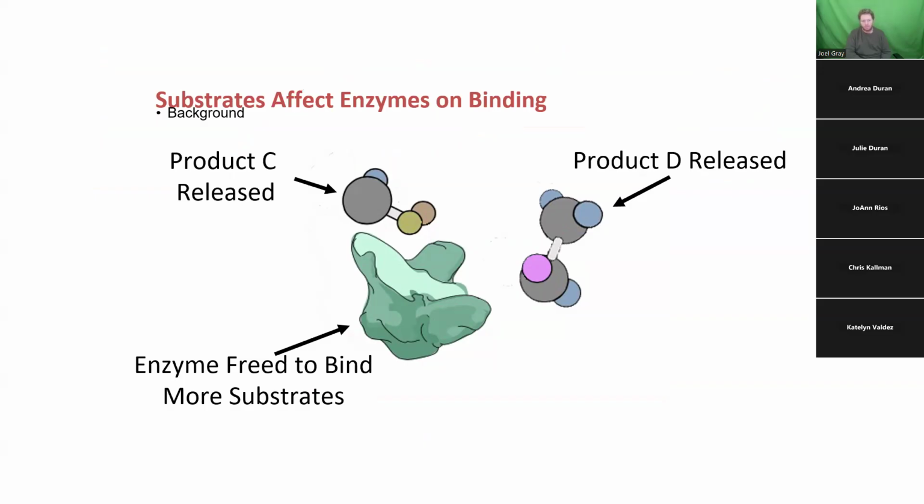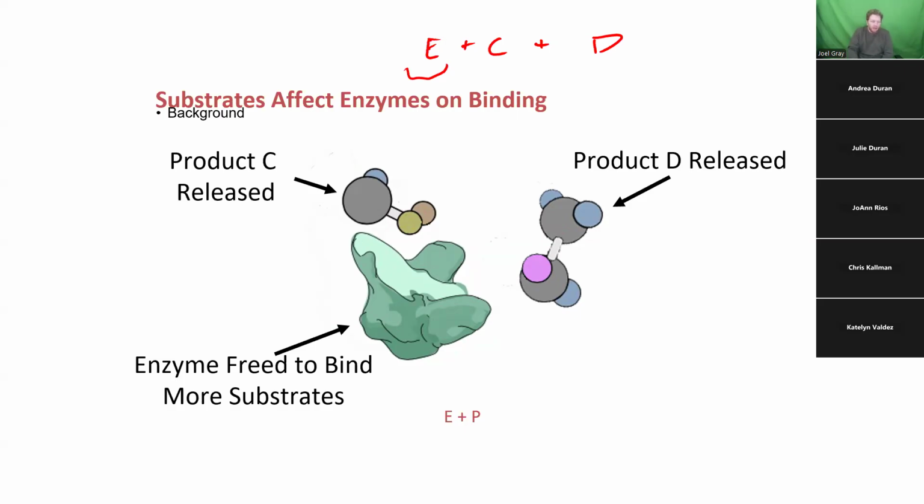So what can happen? Your products are released. Then what else do we have? In this case, we're looking at E plus C plus D: free enzyme, free product, free product. Our enzyme, E, is ready to go again. It's ready to bind the substrate and basically catalyze it again. If you have only one substrate, the convention is to write E plus P, your enzyme plus your product.